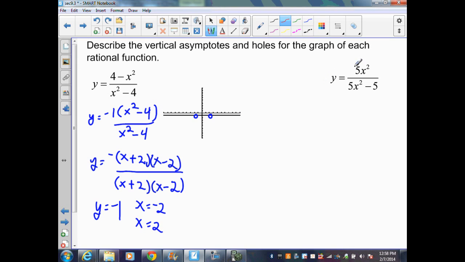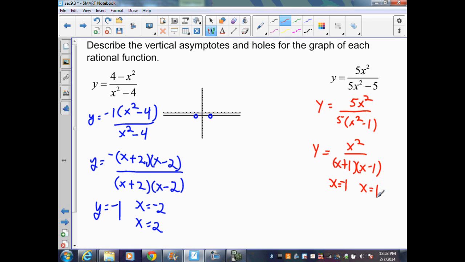On this function, I have y equals 5x squared over 5x squared minus 5. Again, I want to factor. That gives me 5x squared. Factor a 5 out of the denominator. It gives me 5 times the quantity of x squared minus 1. I have difference of squares, and I can cancel the 5s, which leaves me an x squared. Factor the difference of squares, x plus 1, x minus 1. And I have vertical asymptotes at x equal to a negative 1 and x equal to 1. These are vertical asymptotes since nothing got canceled from either of these expressions.